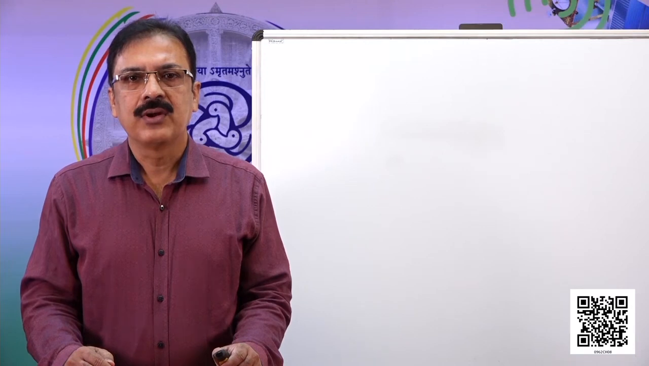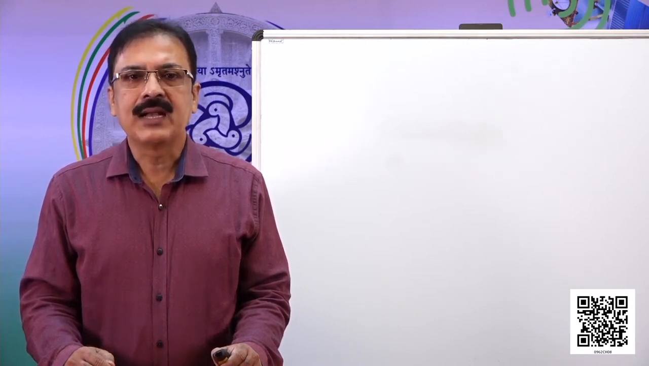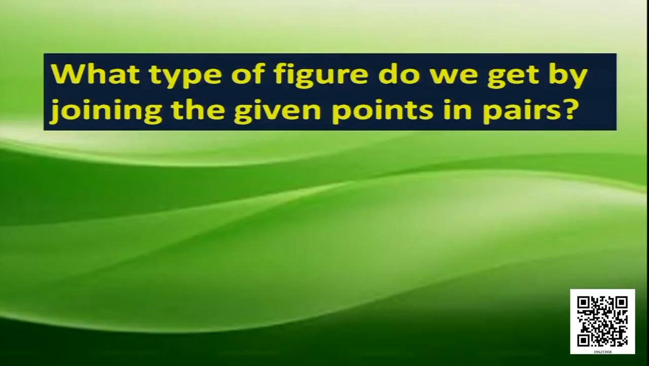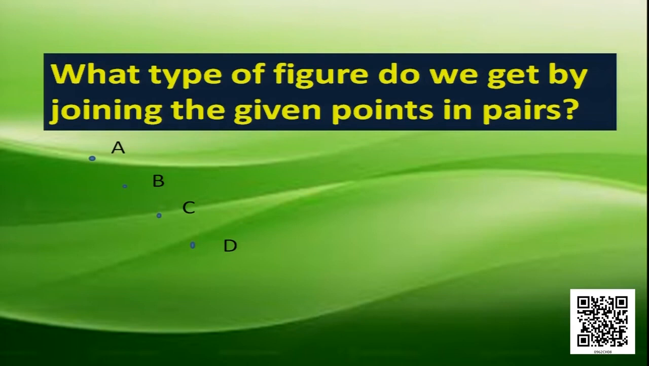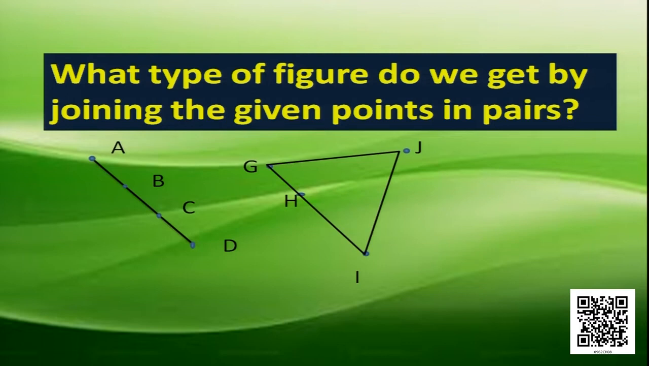Now we are going to learn about quadrilaterals. What type of figure do we get by joining the given points in pairs? You see, here we have 4 points A, B, C and D on the plane. If we join them, we get a line segment. So these 4 points are called collinear points. If 3 points are collinear and 1 point is not on the same line, then what type of figure will we get by joining in pairs? We will get a triangle. So here, if we join the points J, G, I, H, we get the triangle.